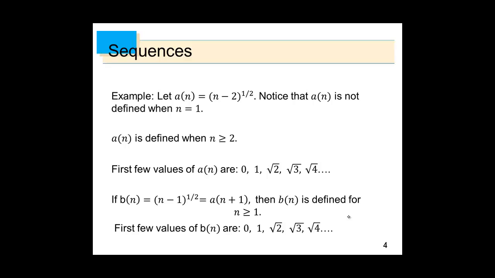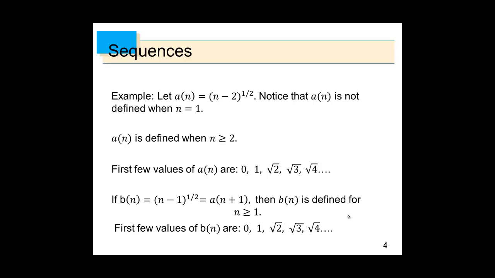That is, let's look at what the first few values of A of n are. Well, when n is 2, that's where I'm starting. When n is 2, I get 0. When n is 3, I get 1. When n is 4, I get root 2. When n is 5, A of n is root 3, and so on, right? So these are the first few values. You agree with me? All right.